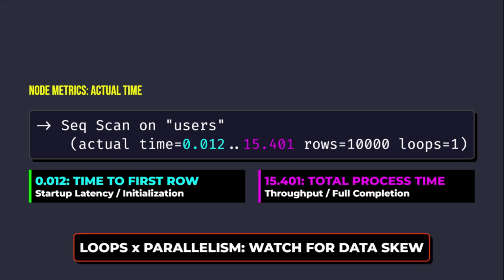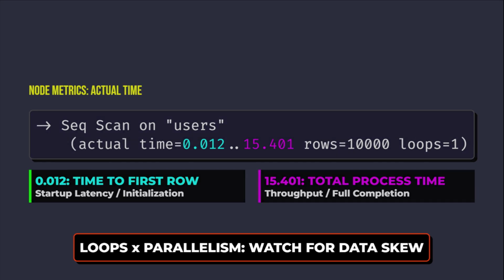The loops count combined with timing is essential for identifying skew in parallel plans or inefficient nested loop joins. If a parallel worker node shows significantly higher actual time than its peers, data skew is present, meaning one worker processed a disproportionate amount of data. For nested loops, if the inner loop execution time is high relative to the number of loops, the index access is inefficient or the index is not covering the required columns effectively, leading to excessive input-output per iteration.